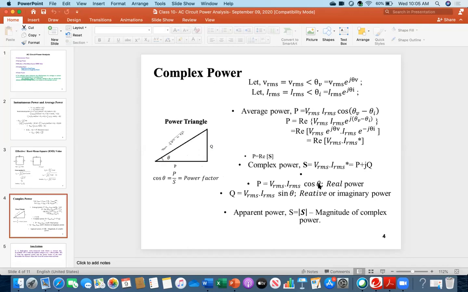Answer me. If you have a resistive circuit, capacitive circuit, inductive circuit, in which case will you get theta 0? Resistive circuit, right? Yes, only for a resistive circuit, your theta will be 0. This means for a resistive circuit, your power factor value is purely 1.